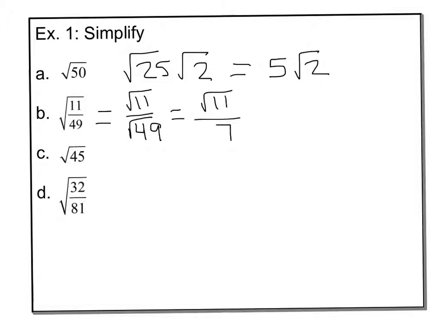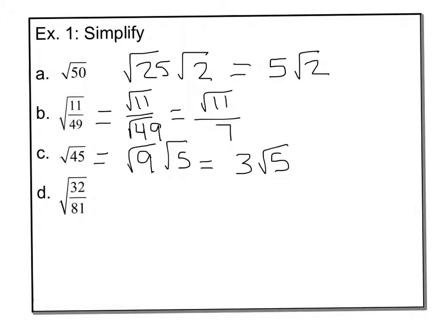We're going to do the same thing for part C. The square root of 45 is not a perfect square, but I need to think about what perfect square divides into 45. That's the square root of 9 and the square root of 5. The square root of 9 is a perfect square, and it becomes a 3. The square root of 5 stays the square root of 5.